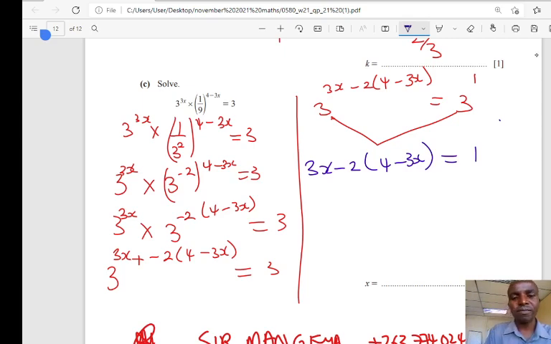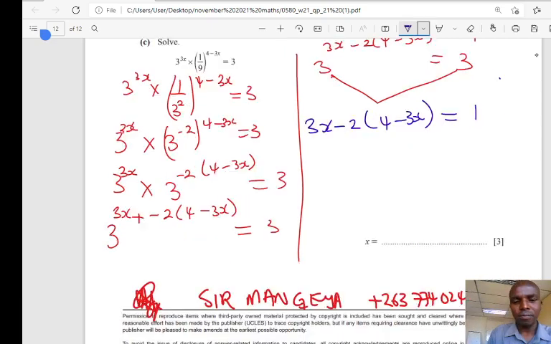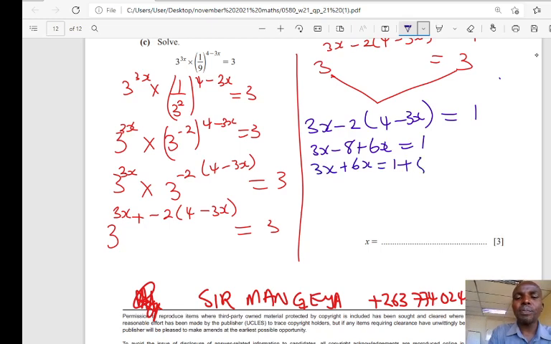You solve it. It will be 3x, remove the brackets, minus 8 plus 6x is equal to 1. Collect like terms: 3x plus 6x. 1 plus 8, you get 9x is equal to 9. You divide by 9 both sides, you get your x is equal to 1. Then you can say done.